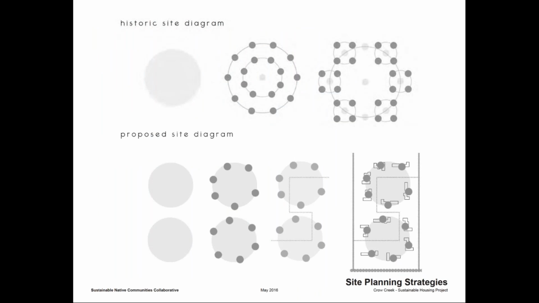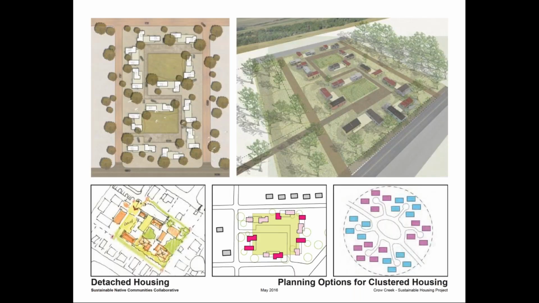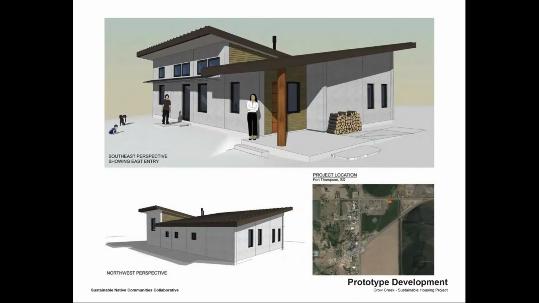We developed some site diagrams that built off the tipi encampments, and then translated that into a contemporary form. How are we working within that space and developing strategies that are specific to a Plains tribe or a Plains community? So, some examples, some sketches on how we were thinking about developing those clusters and integrating them within an existing fabric.